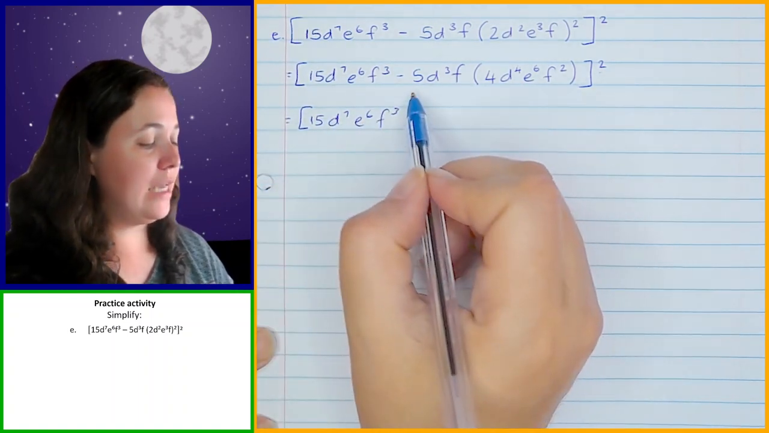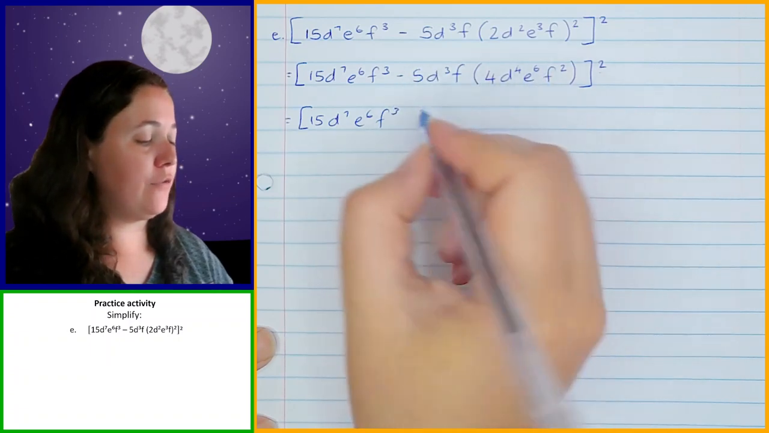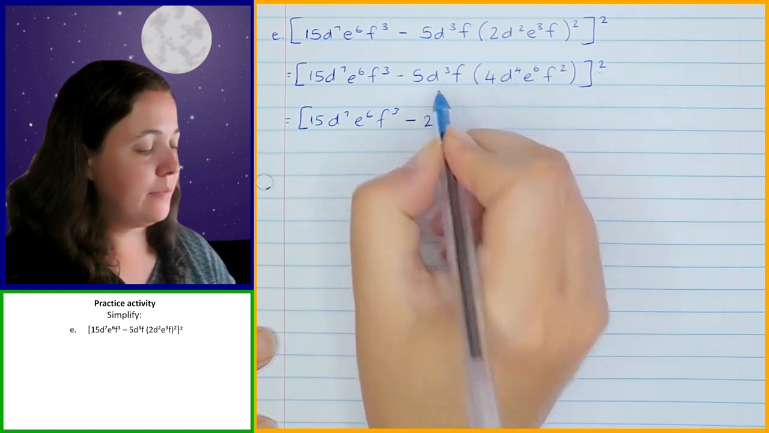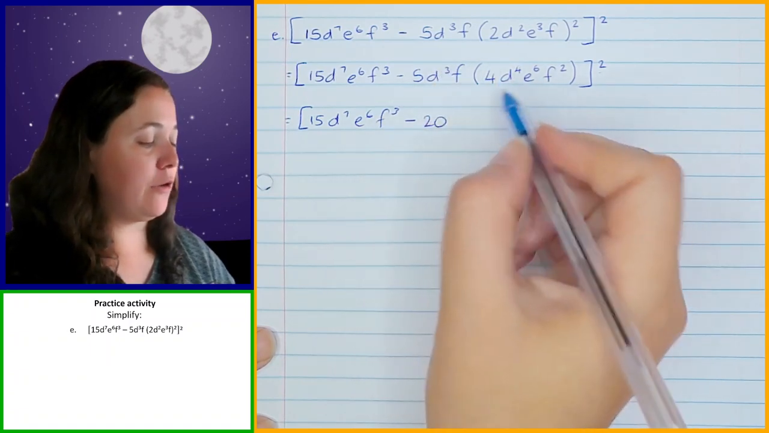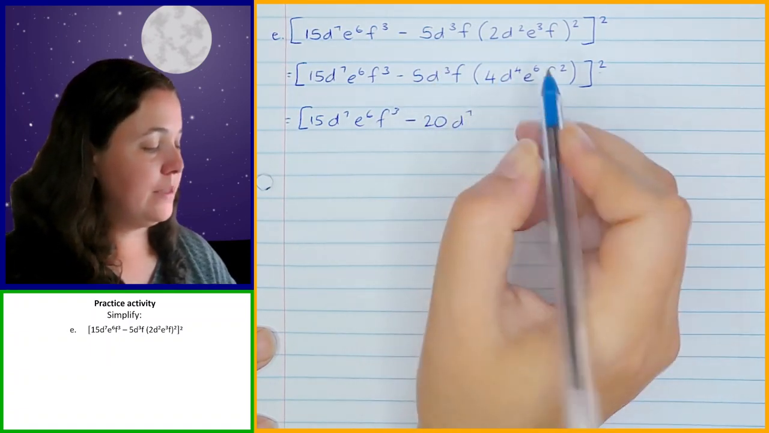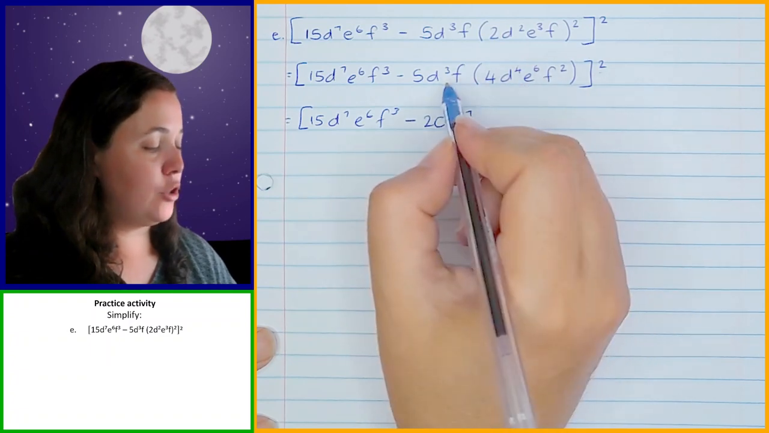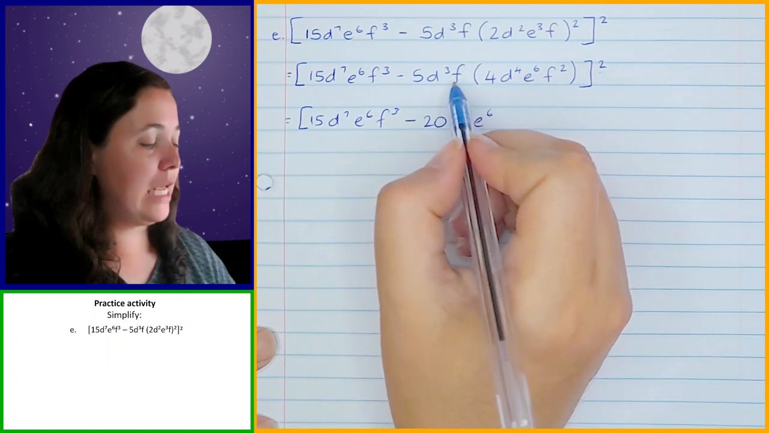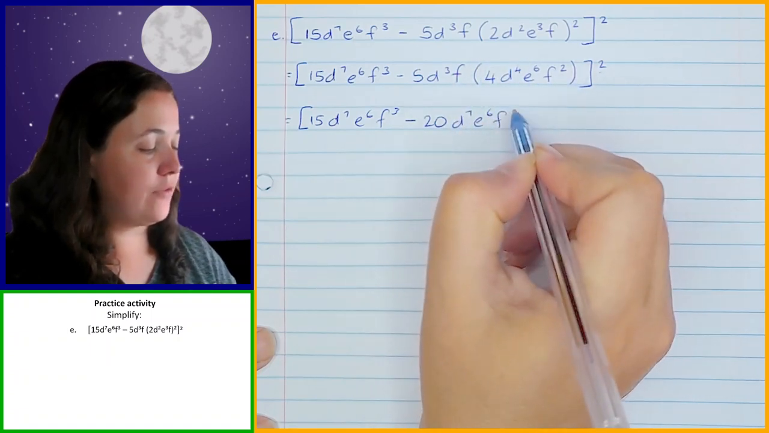Okay, so over here I've got a negative times a positive is negative. 5 times 4 is 20. D cubed times d to the power of 4 is d to the power of 7. Then I've got e to the power of 6. There's no e here, but I have to do that over there in alphabetical order. Then I've got f times f squared is f cubed.